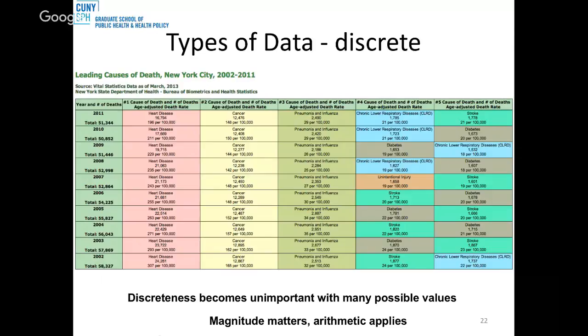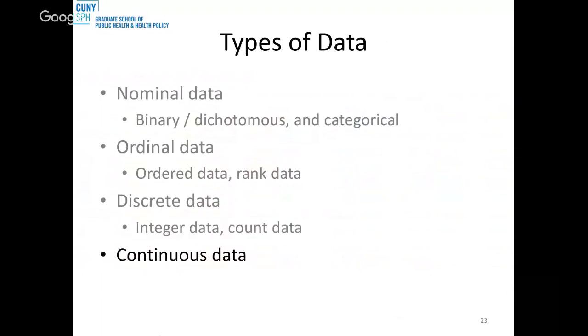So like ordinal variables, the order matters, but unlike nominal or ordinal variables, the magnitude matters and the rules of arithmetic apply. So this is the first kind of variable we've covered where the standard rules of arithmetic, subtraction, multiplication all apply.